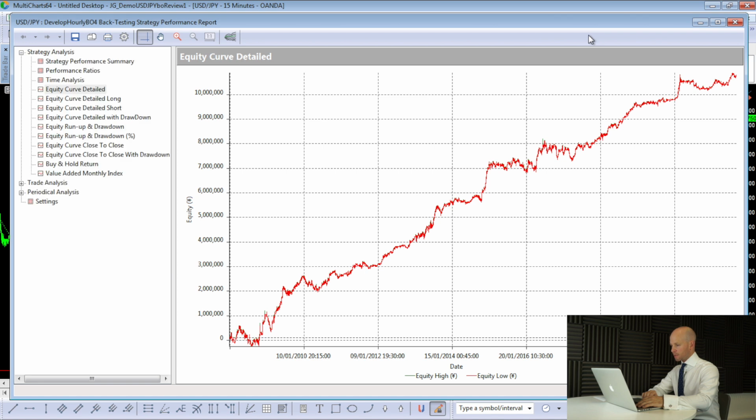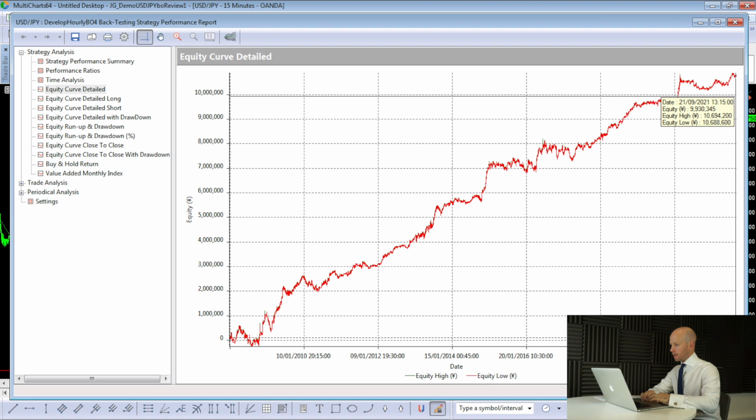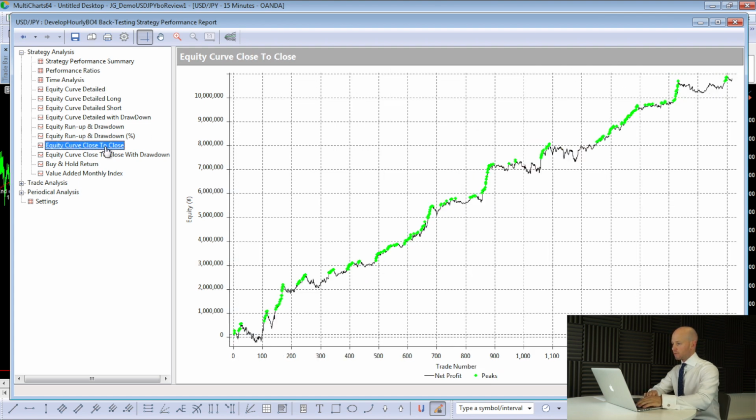And there's the equity curve. Now this is the equity curve from January 2008, as you see down here, right up until as much data as I have, which is the end of September 2021. And you can clearly see the green dots, we are making new highs.